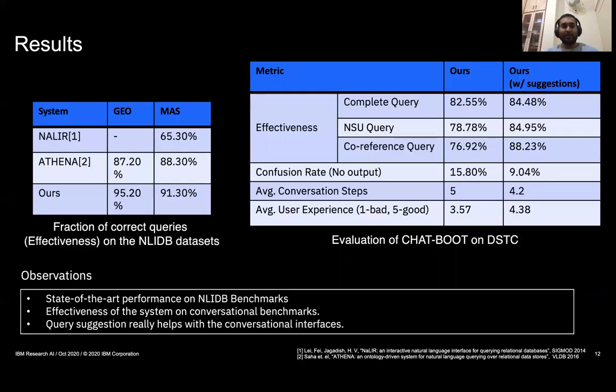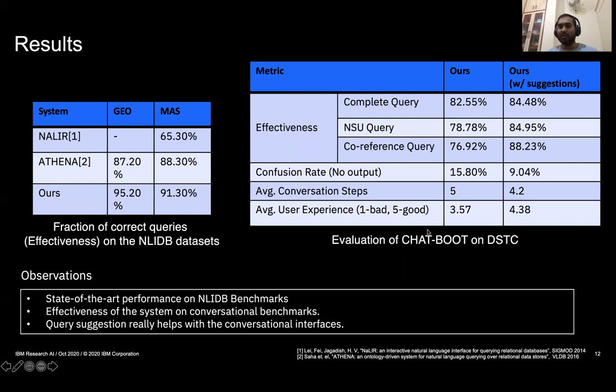So for the NLIDB data sets, Geo and MAS, we get state-of-the-art performance. So basically, that tells us that this is a reasonable solution to deploy, where using these natural language variations that we generate for each intent, the classifier is able to identify and classify among them, and it works well.